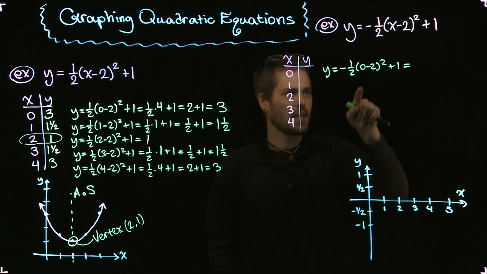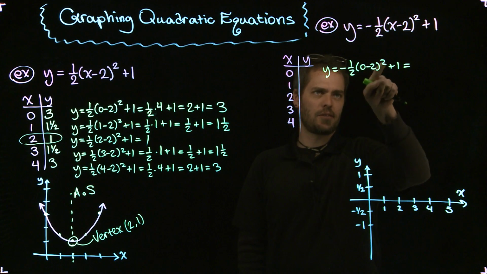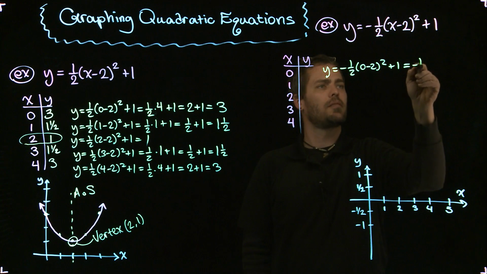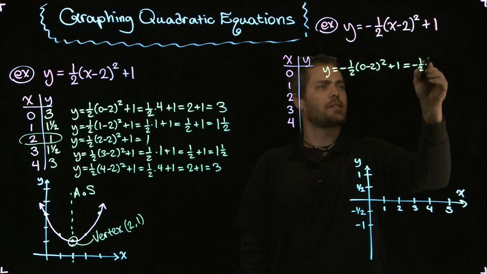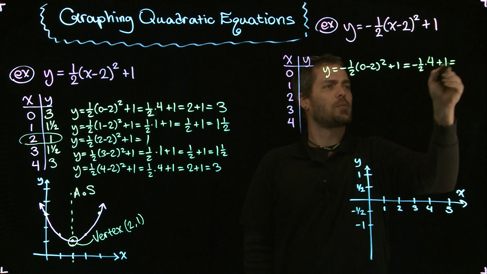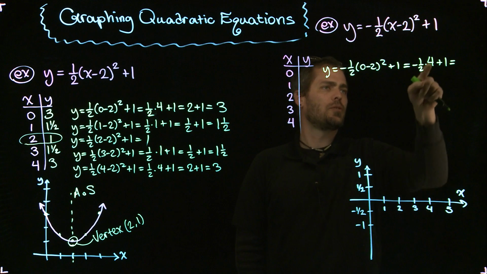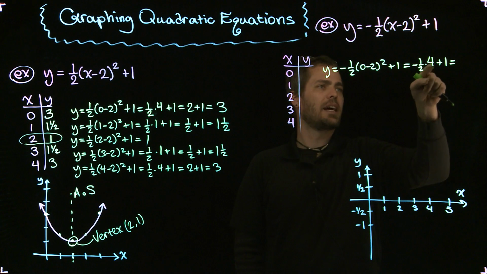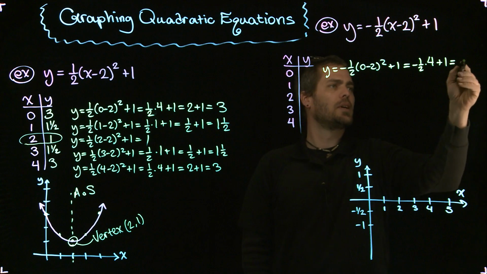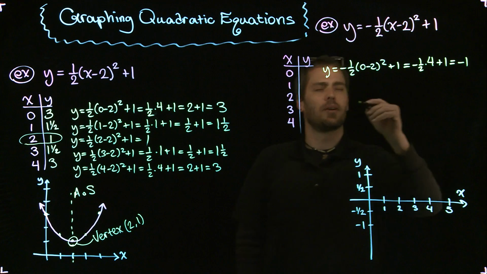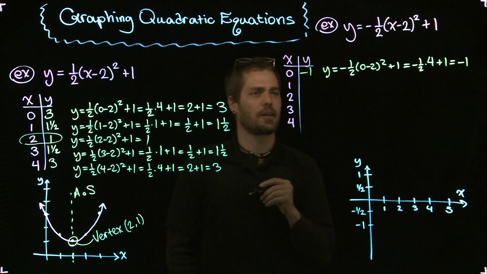Okay. 0 minus 2 squared is negative 2 squared, which is 4, so I get a negative 1/2 times positive 4 plus 1. Half of 4 is 2, but I got a negative. Okay, so negative 2 plus 1 is negative 1. That's what I stick right there.